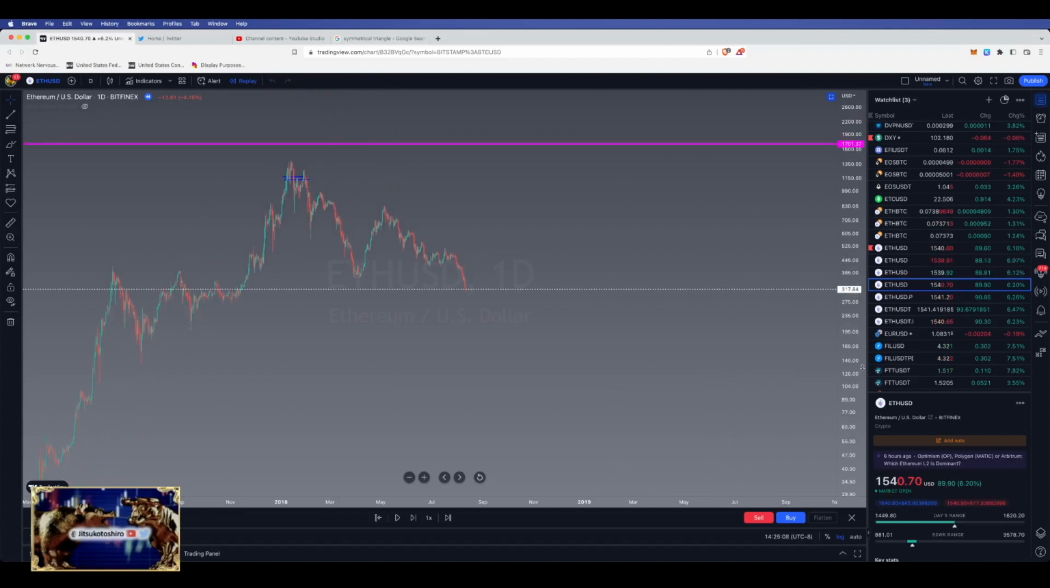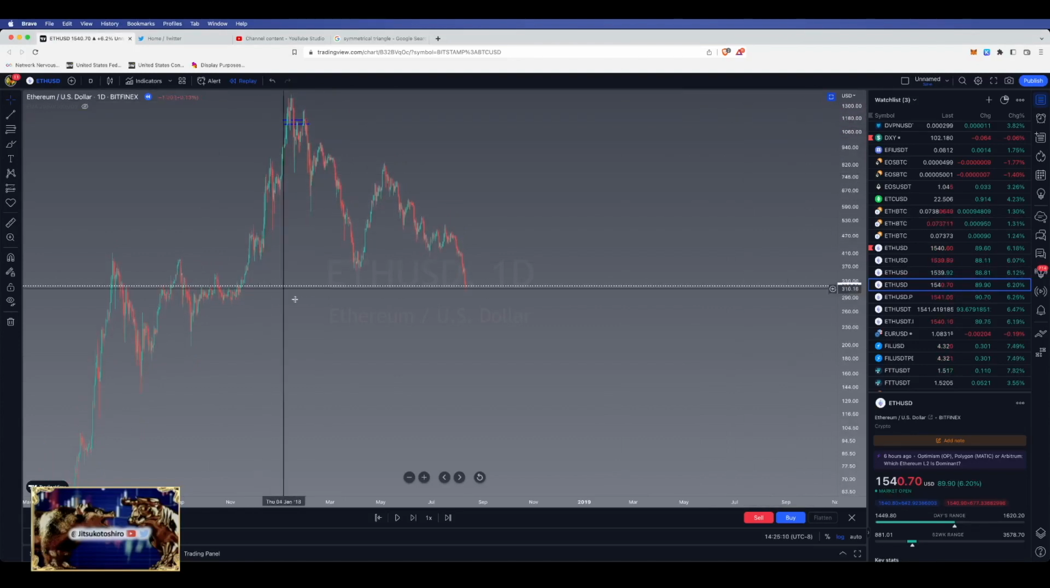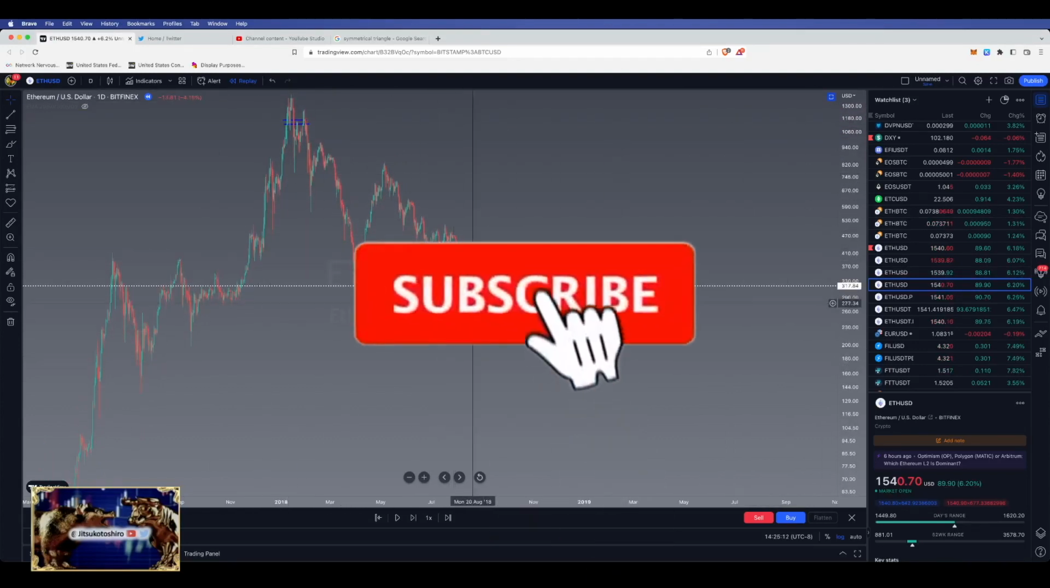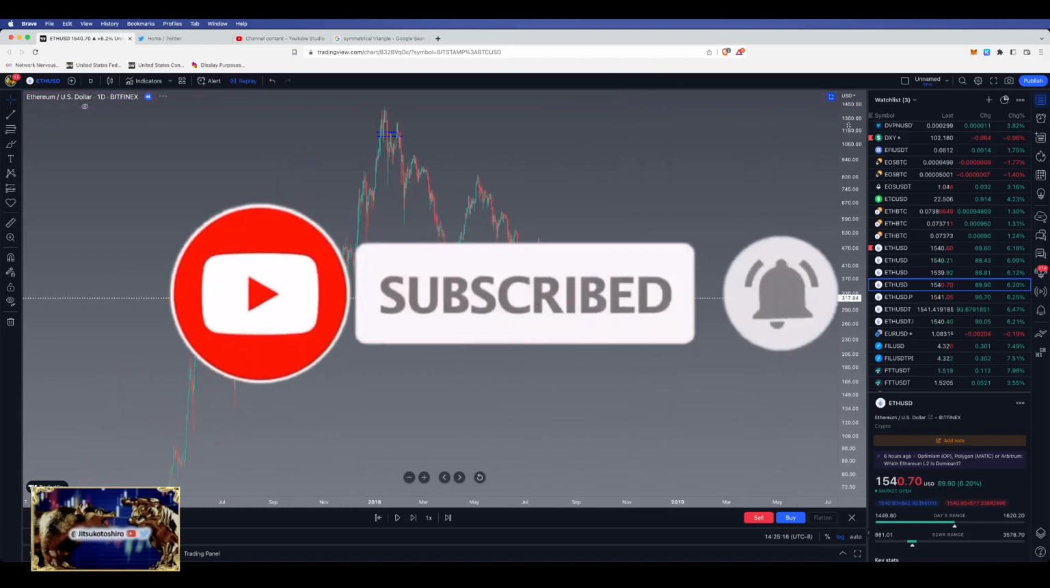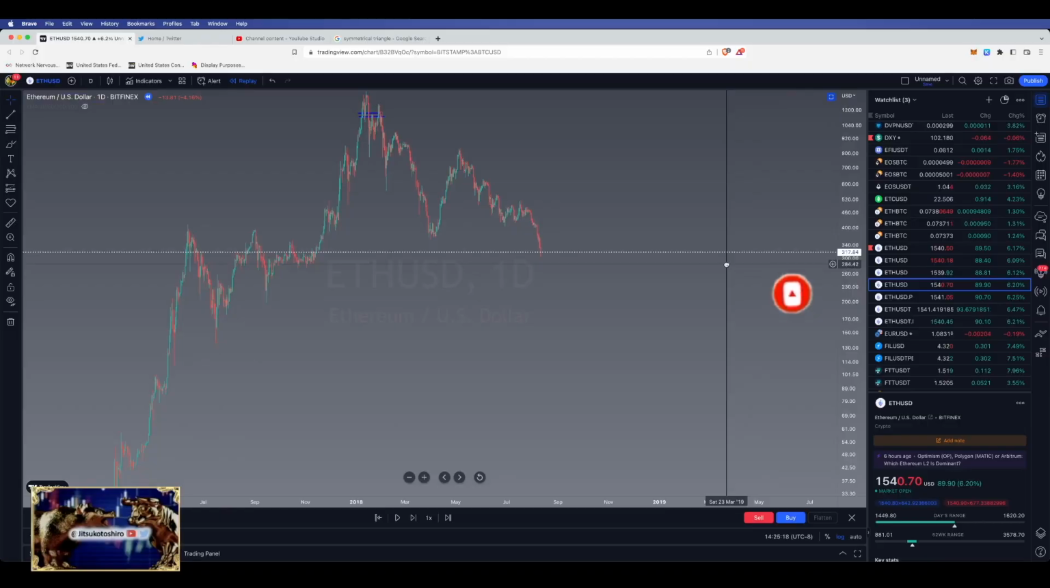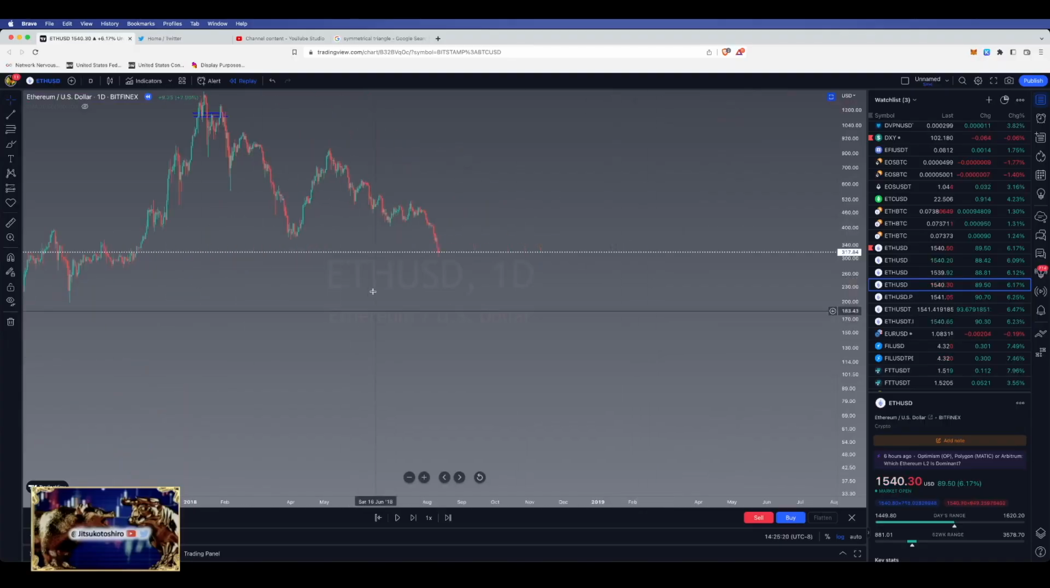This is a trading series update, and this is the price action of Ethereum, actually back in 2018. I want to show you guys how I caught a move that basically helped me make fortunes on a short. So let's go ahead and look.